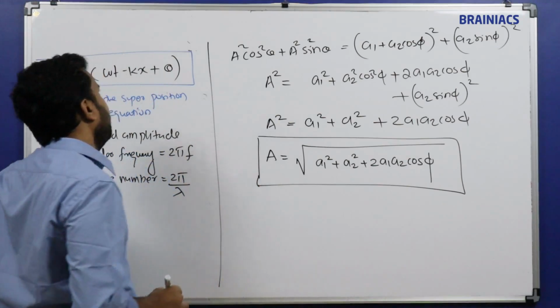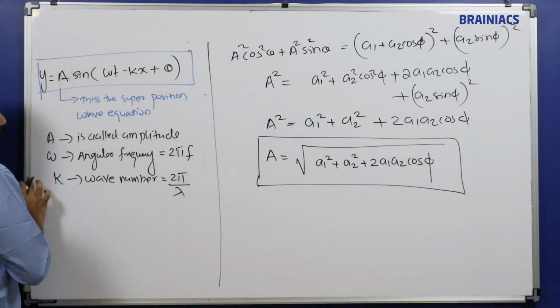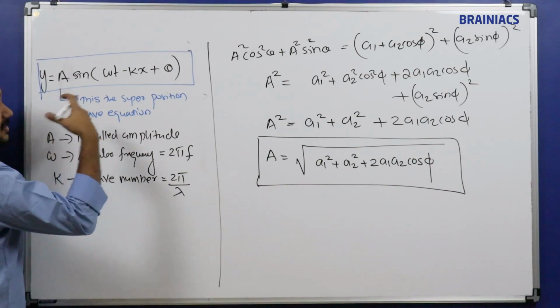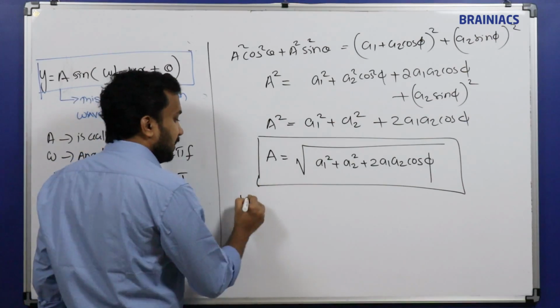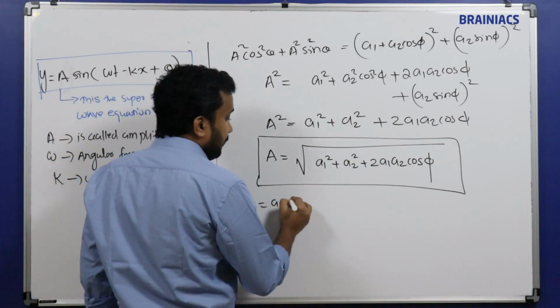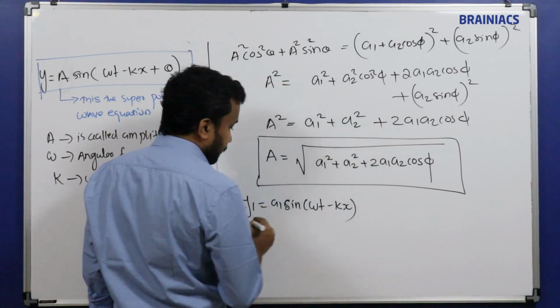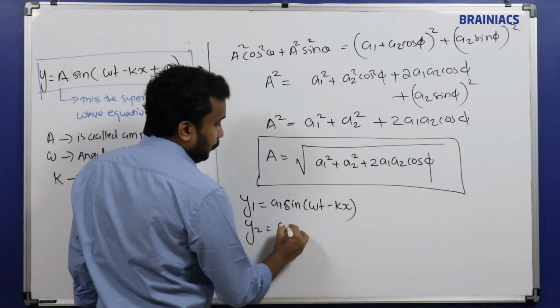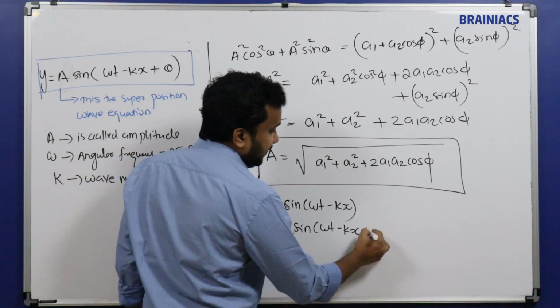This is the equation of a superposition of two waves. Omega I told, k I told, A is told. What is called A? A is actually derived from your two waves. Y1 is equal to a1 into sin(omega t minus kx), the first wave. Y2 is equal to a2 into sin(omega t minus kx plus phi).